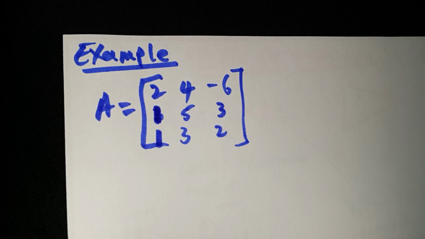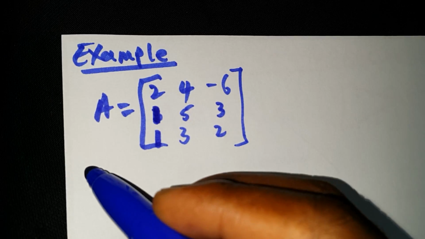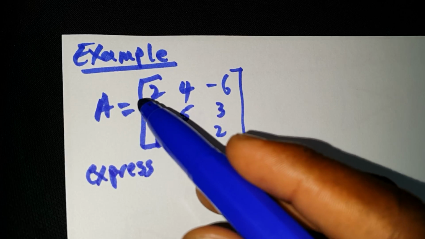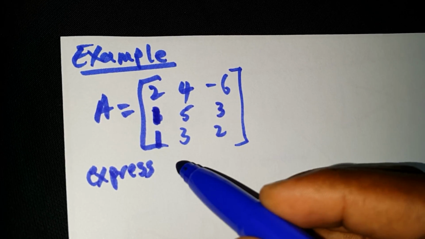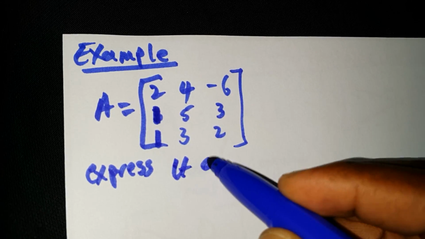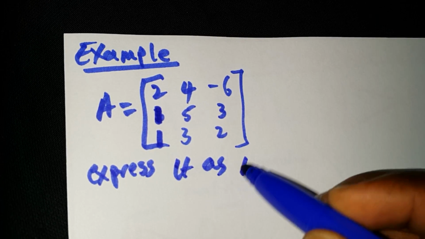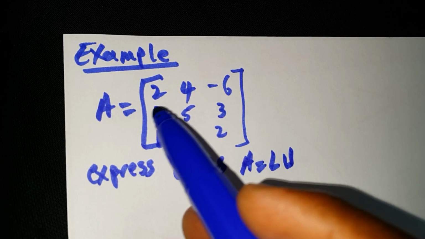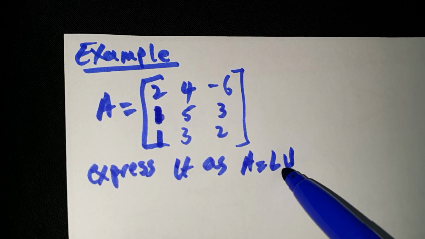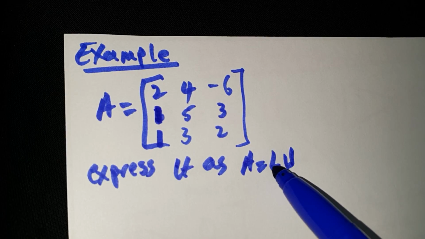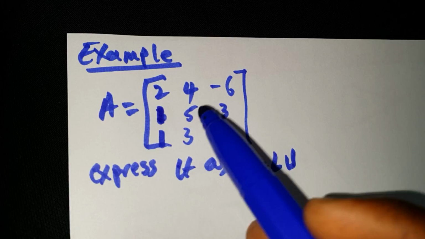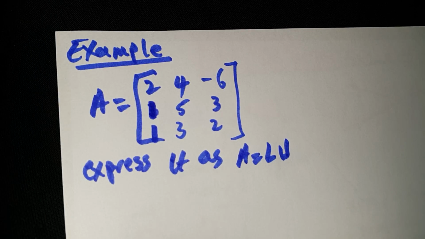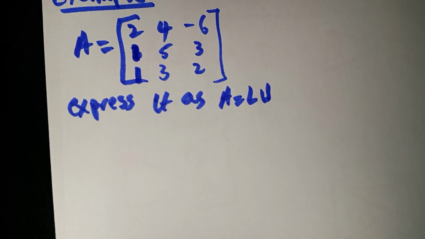Now the question says, express this matrix A as A equals LU. You have A, and we are trying to solve for LU, which means L times U will give us this matrix A. This is the example when it comes to LU decomposition.